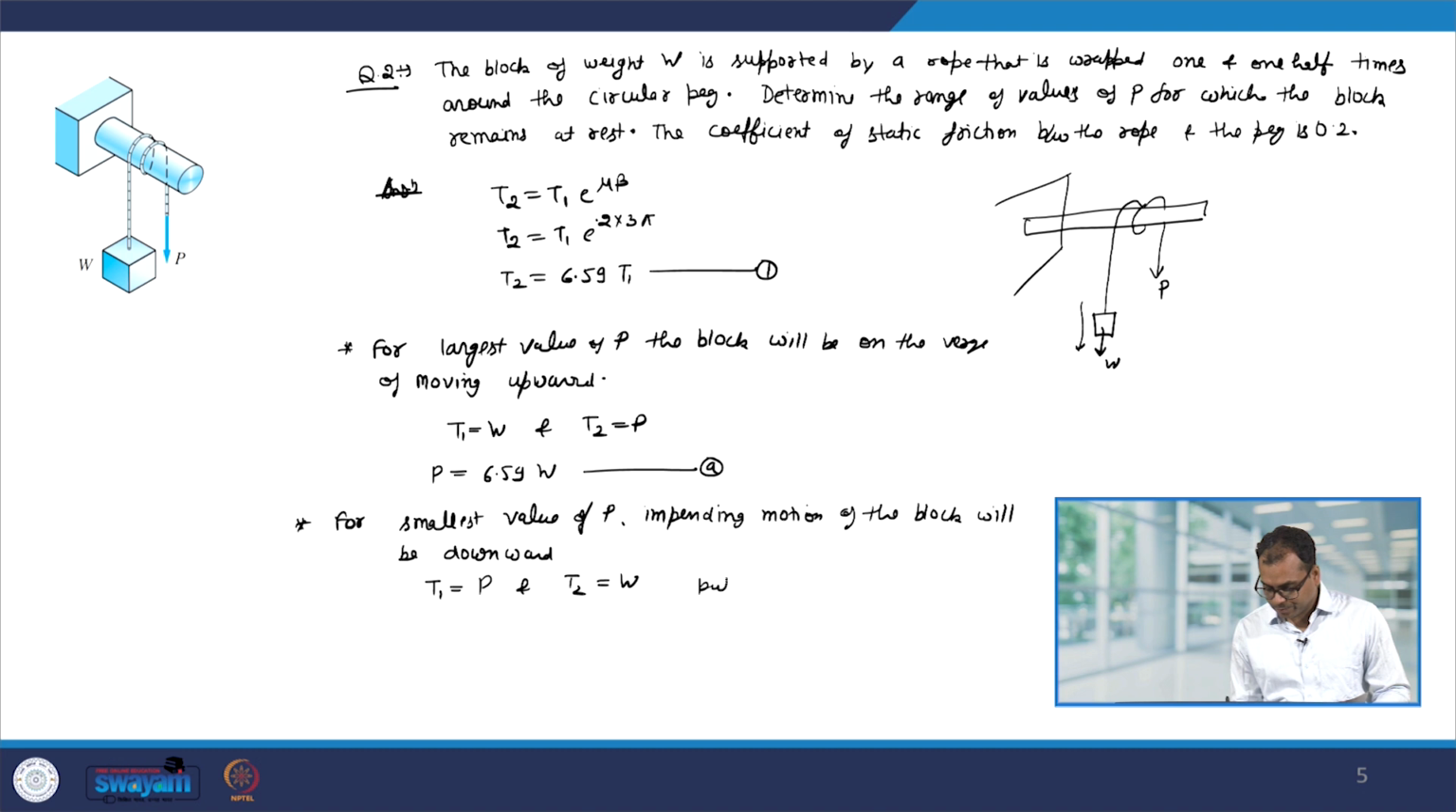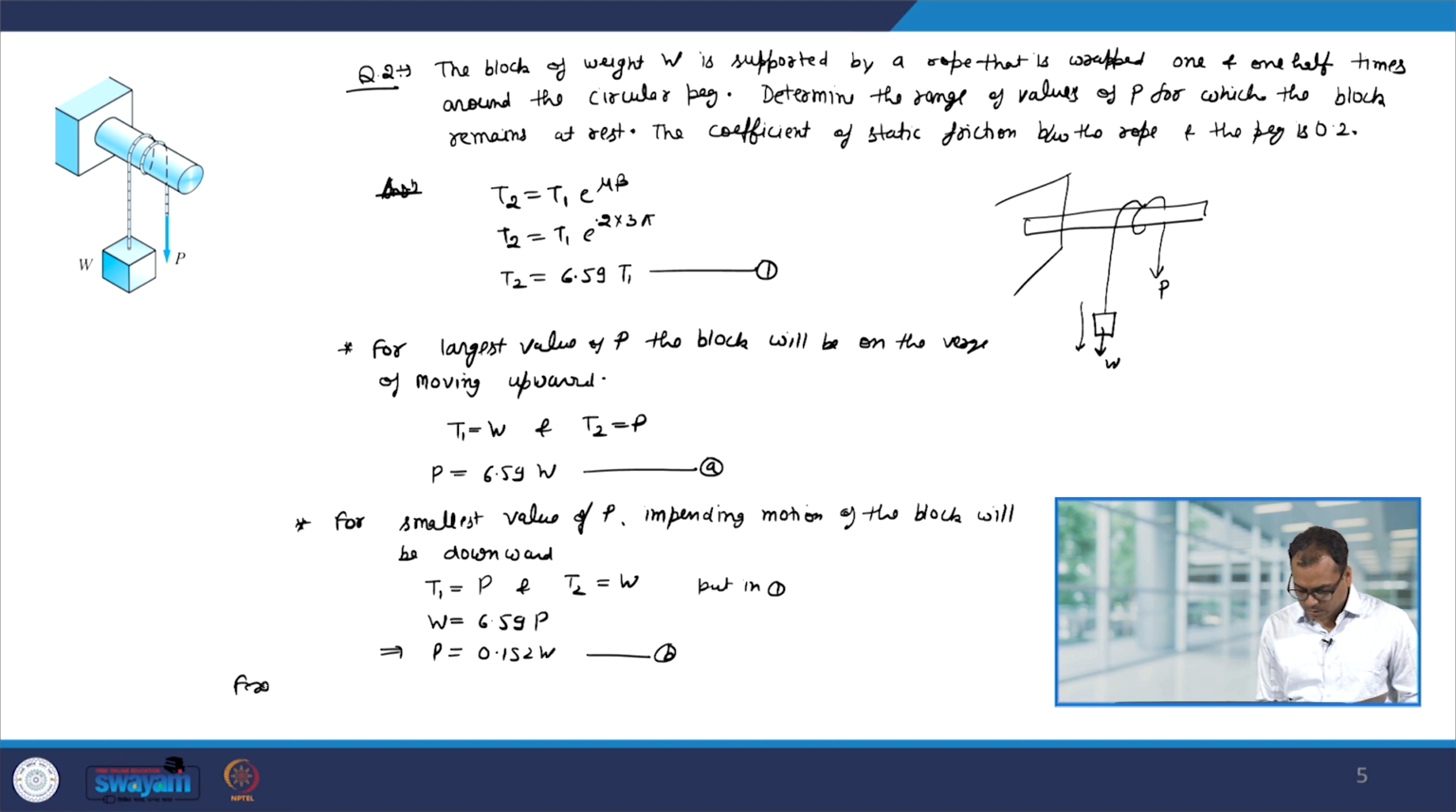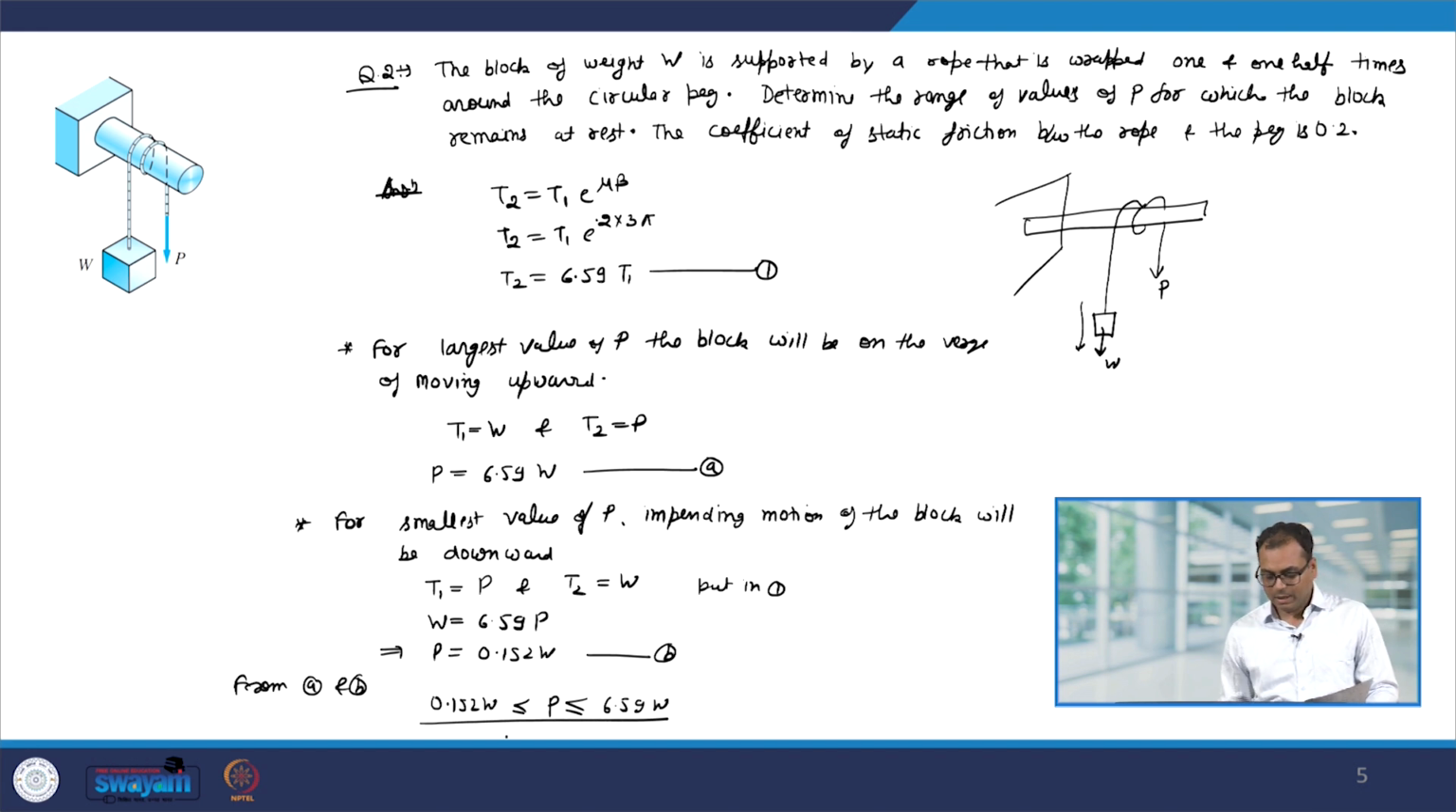Let us put that in 1 again. So, we get W equal to 6.59 P or P equal to 0.152 W. Let us call it equation number B, and from A and B we get that P should be between 6.59 W and 0.152 W. Therefore, the block will be in rest if P is in this range.